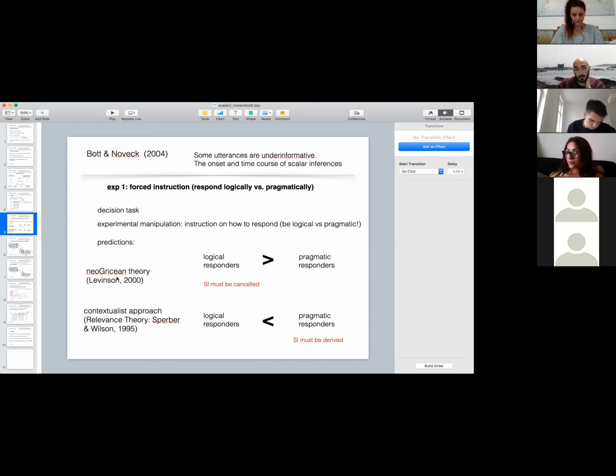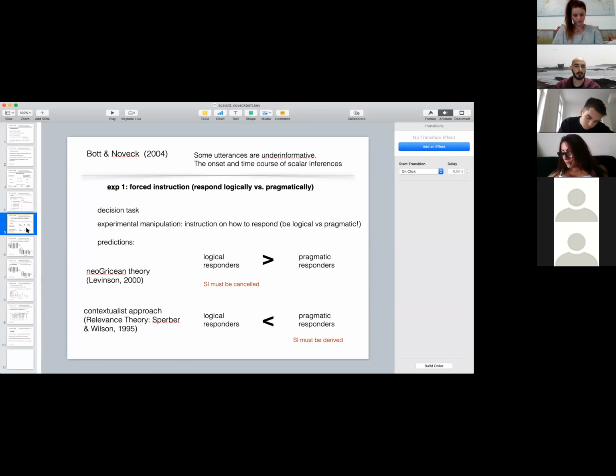And then they say, okay, if the new Griceans are right, since the implicature is obligatory, the logical responders must cancel the implicature, okay? If the contextualists are right, the logical responders are just fine. The pragmatic responders, in the critical example of the under-informative condition, must be deriving this implicature against the context, okay? So according to the new Griceans, you should find the penalty, more effort, in the logical responders. According to the contextualists, you should find the penalty, more effort, in the pragmatic responders, okay?